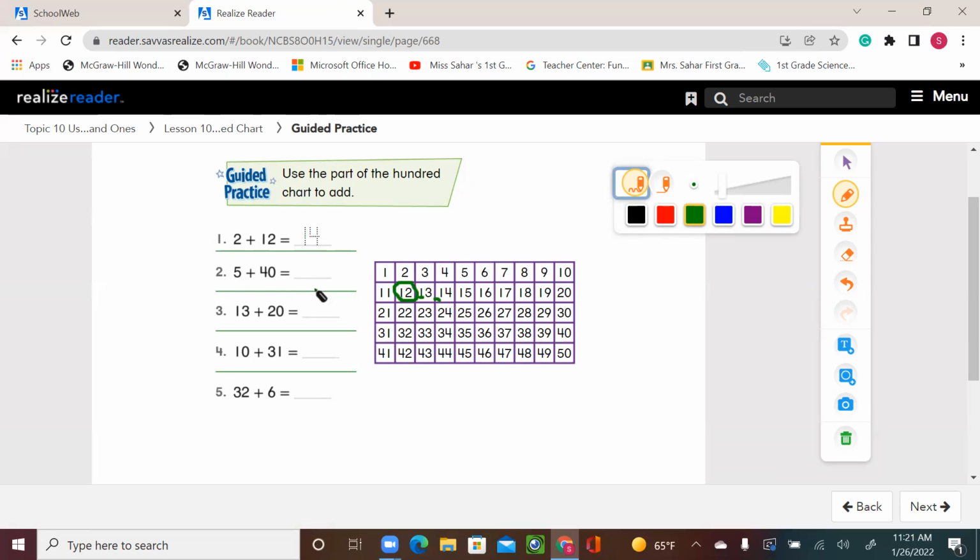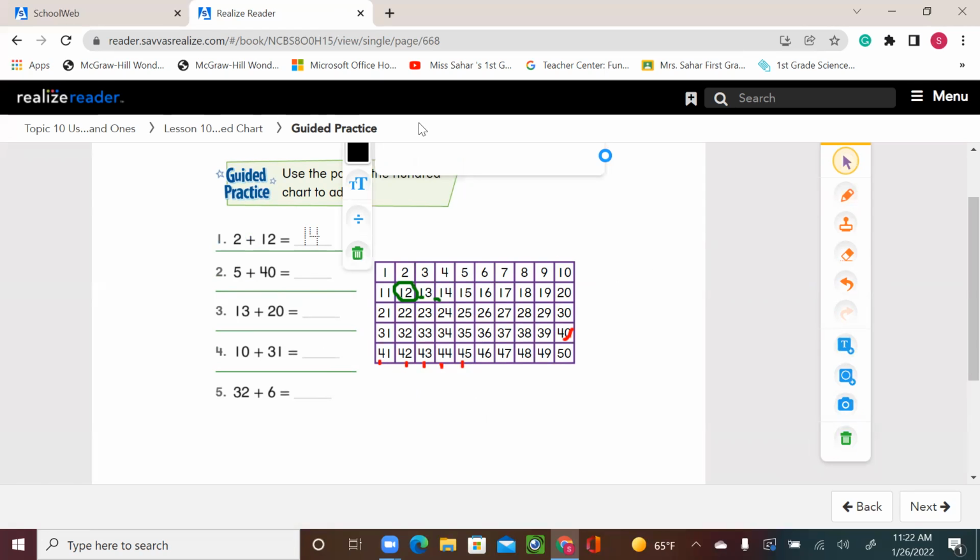So let's go for 40. Again, I'm going to take another color. So this is 40. Look for your number. Put a mark. This is 40, the greater number, then add 5. So that means count 5 columns. 1, 2, 3, 4, 5. 45. So that's my answer, 45. Add it here.